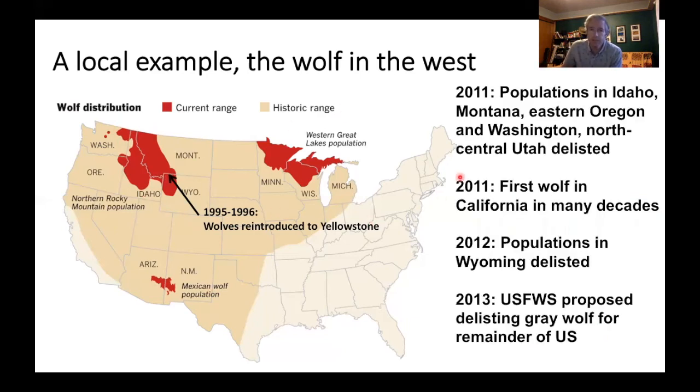So after that introduction, by 2011, they'd grown such that populations in Idaho, Montana, eastern Oregon and Washington had not only established, but they'd become so abundant that they were delisted under the Endangered Species Act. 2011, the first wolf made it to California in many decades. 2012, populations in Wyoming were delisted. 2013, the US Fish and Wildlife Service proposed delisting the grey wolf for the remainder of the US, and they've kind of bounced backwards and forwards ever since.